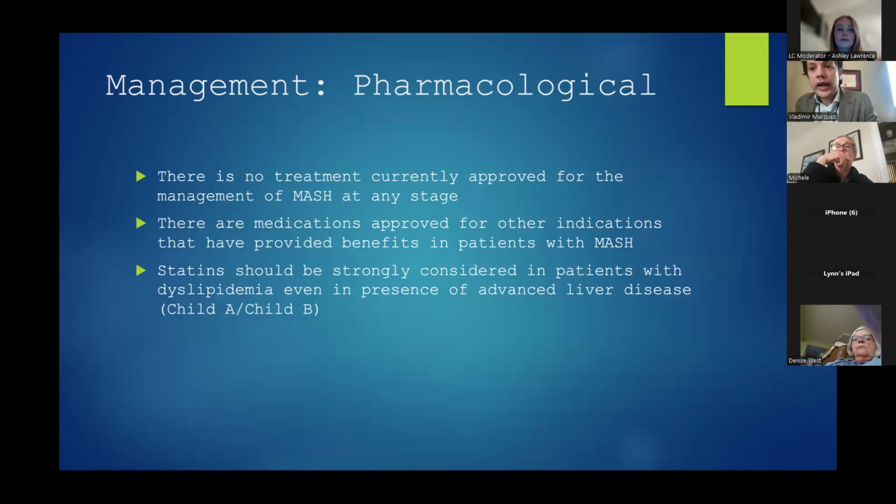There are no really any drugs right now that are made for reversal of fibrosis or directly affecting fatty liver disease. But there are medications that are approved for other indications that could benefit patients who have steatotic liver disease. Use of statins, so for cholesterol, is also strongly considered in that population, even among those that have some more advanced liver disease.